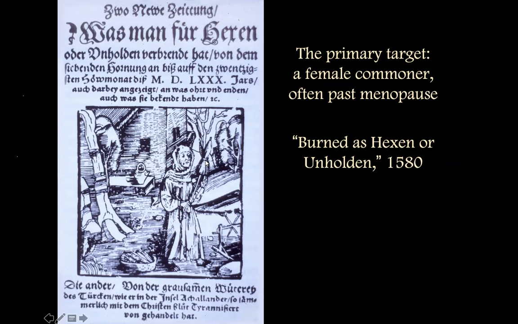But in the broadsides that the printers start handing out during the witch hunts, you know, they're making money. Actually, it's kind of the scandal sheets of the day. This is the basic target, a poor old woman. This is the most commonly accused group. Not that no one else is ever accused, but the hunts often start with a woman like that.